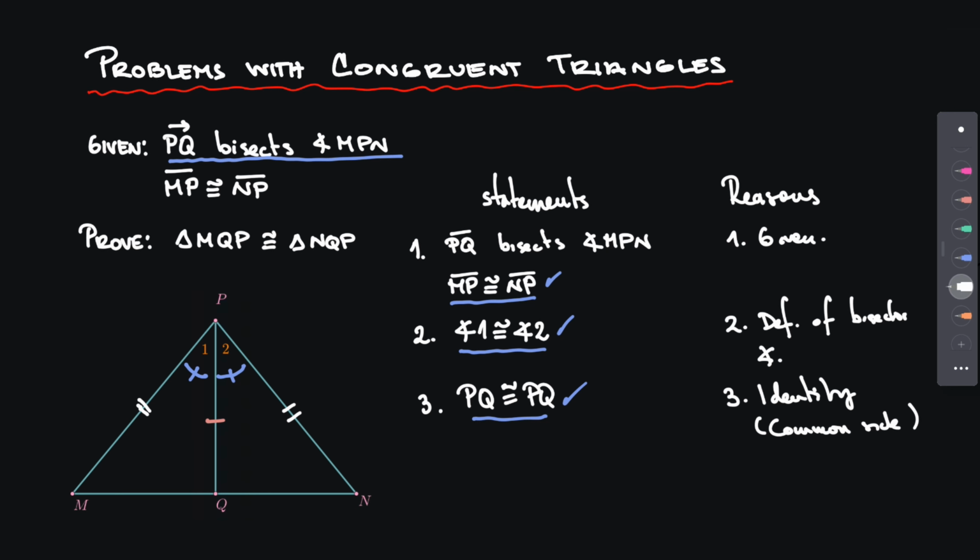So if this is true, then we know that triangle MQP is congruent with triangle NQP, and this is now by the side angle side postulate. Okay, so by the side angle side postulate, we can guarantee that two triangles are congruent.